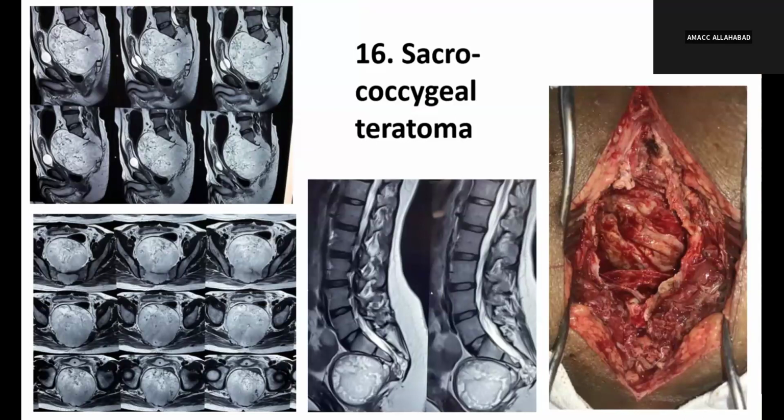This is an interesting case because this is a lady. She was a young lady, 35 years old female, and her main problem was infertility, secondary infertility. She was not able to conceive for the last 5-6 years. After taking many treatments from the gynae department for infertility, ultimately she had been ordered for an MRI, and it showed a large mass here.